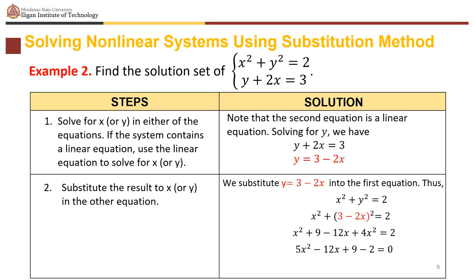Then we add similar terms, so that we have 1x squared plus 4x squared, which gives us 5x squared, and we have minus 12x here. And then you have plus 9, minus 2. That should give us 5x squared minus 12x, and 9 minus 2 is 7. From here, we now go to step 3.